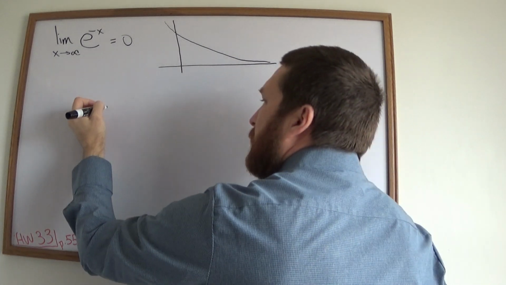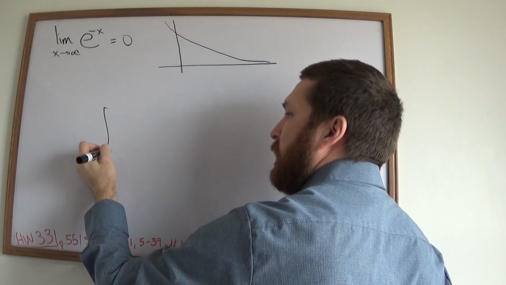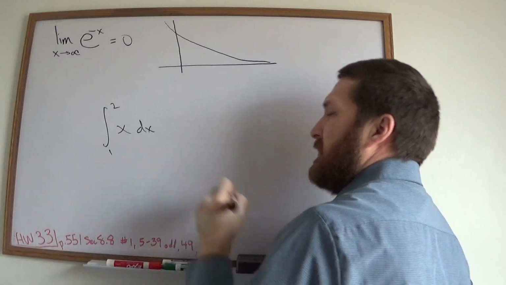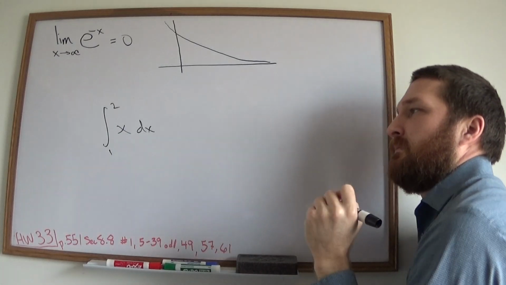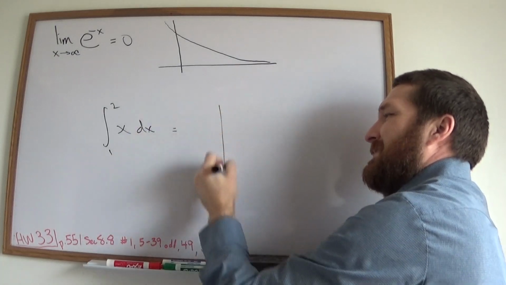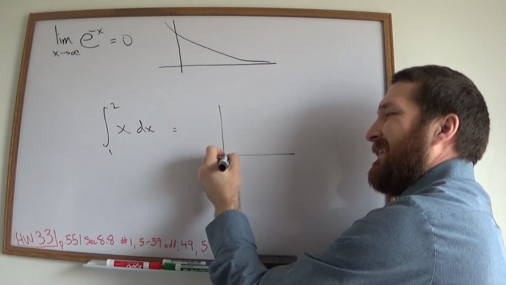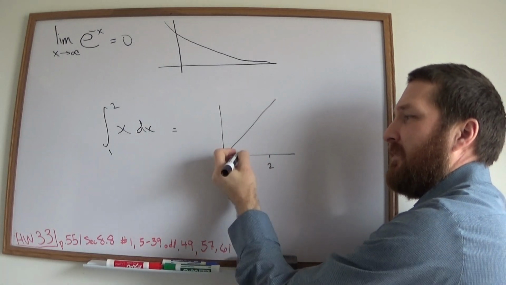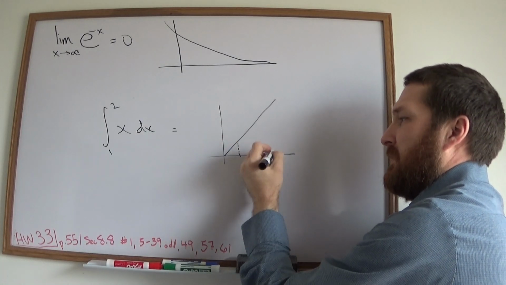Now, something unrelated. Let's do this. How about the integral from 1 to 2 of x dx? Does this converge? Well, let's just think about it. This is just the area under the curve. And if we think about this as just an area under a curve, we don't need to do any calculations. You could just say this.